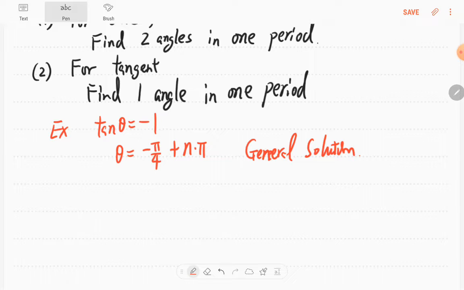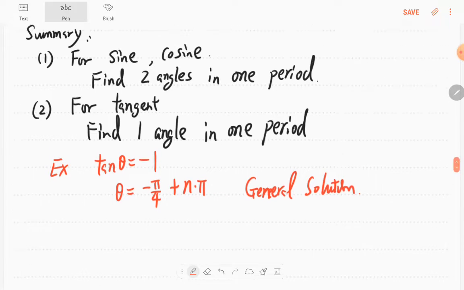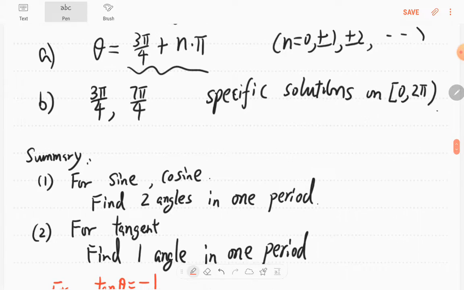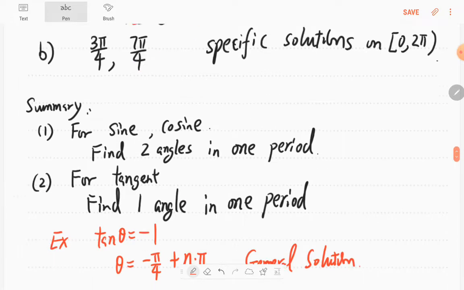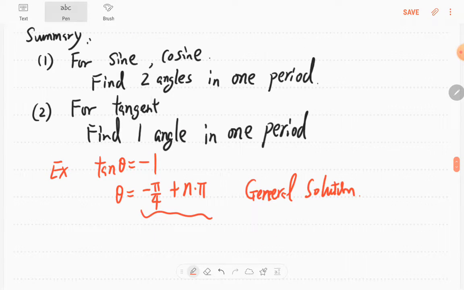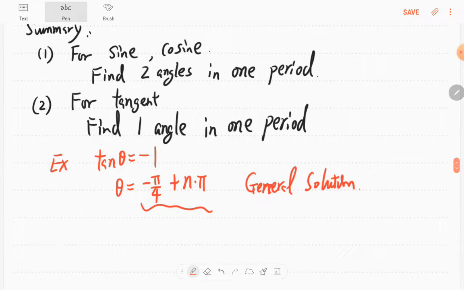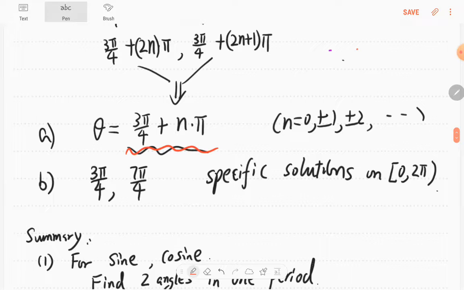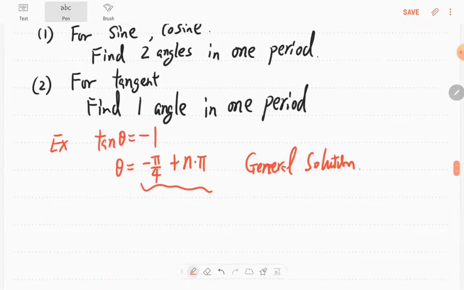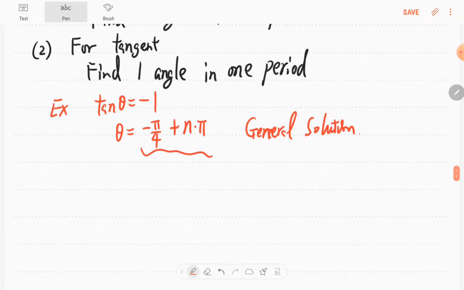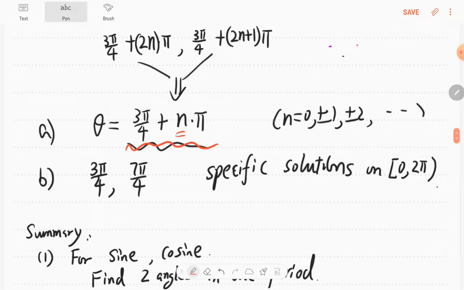This is another general solution, but actually they are exactly the same. There's no difference. We just have a different n. Here n equals 0, it would be 3 pi over 2, and here n equals 1, it will recover 3 pi over 2, right? So this n and this n are different, okay? But they actually include all the solutions.